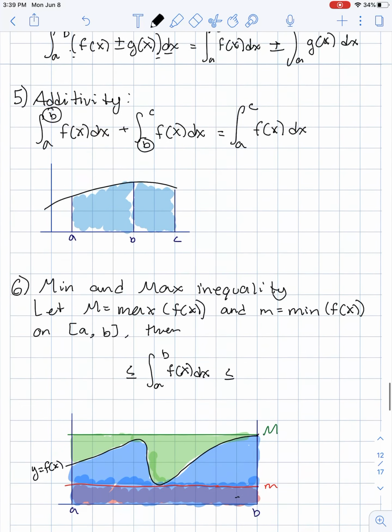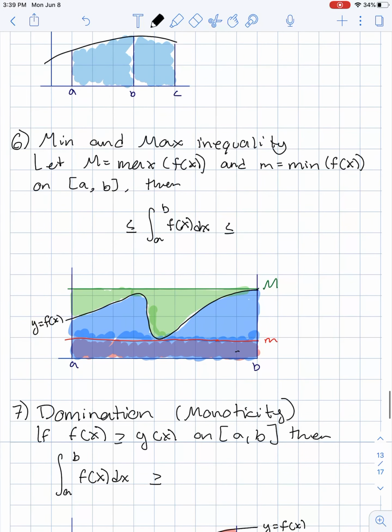All right, the next is the min and max inequality. I've already drawn a picture of what we're going to be talking about. We're going to let capital M, or big M, be the maximum of f of x, and little m be the minimum of f of x on the interval a to b. Then the integral from a to b of f of x dx is going to be bounded on either side.